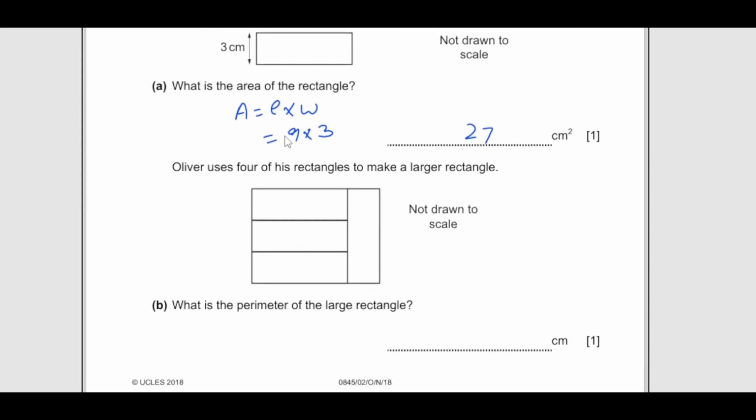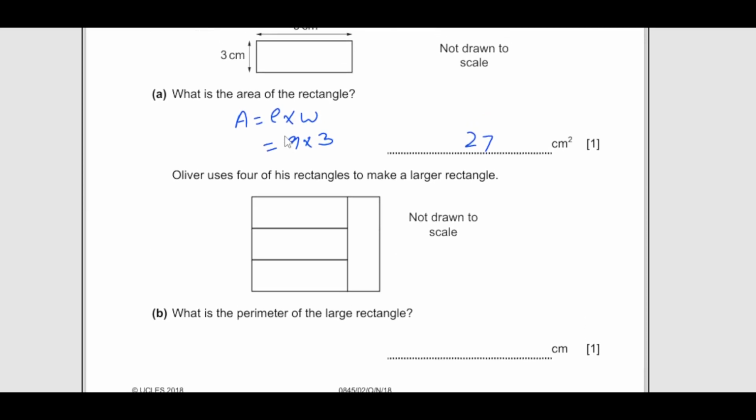Okay. Now Oliver uses 4 of his rectangles to make a larger one. He is using the same rectangle here to make another larger rectangle. What is the perimeter? So for perimeter we need to have all the lengths. So this is 9, this is 3, 9, 3, 9, this is 3, 3 and 3. We are just going to add 9 plus 3 plus 9 plus 9 plus 3 plus 9. When you add all of them, we are going to get 42.